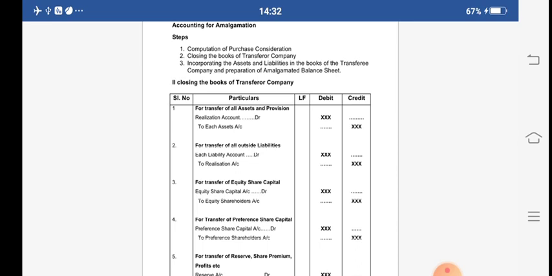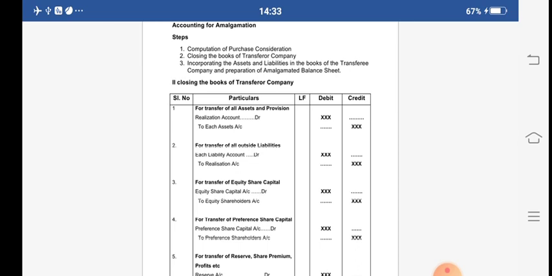Now the first step is the computation of purchase consideration. We saw this in the last class. There are four or five methods to calculate the purchase consideration: the lump sum method, the net asset method, the net payment method, the intrinsic method. Like this, many methods are there to compute the purchase consideration, and I hope all of you understand how to calculate it.